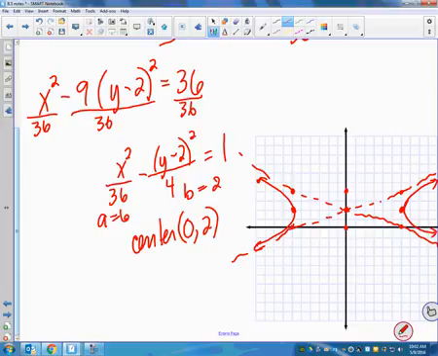You just have to graph it. You don't have to list all that stuff. Which means if you can put it in the right form and you know what A and B are and your center, you should be able to make that up. Questions on this?